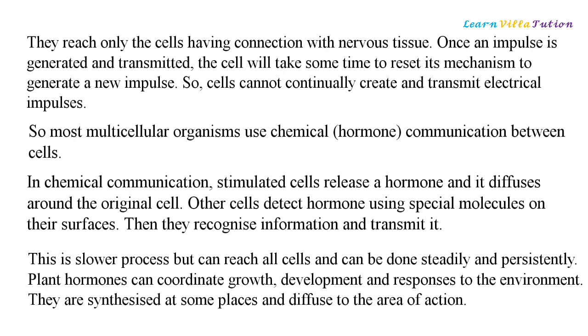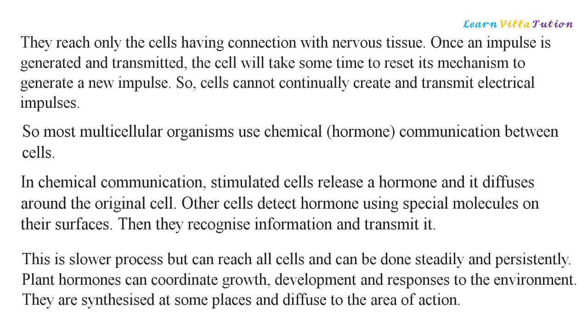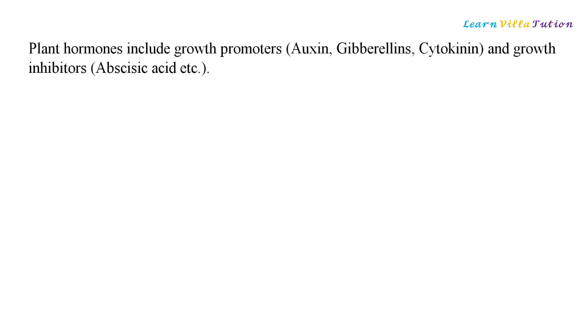Plant hormones can coordinate growth, development, and responses to the environment. They are synthesized at some places and diffuse to the area of action. Plant hormones include growth promoters: auxin, gibberellins, cytokinin, and growth inhibitors: abscisic acid, etc.